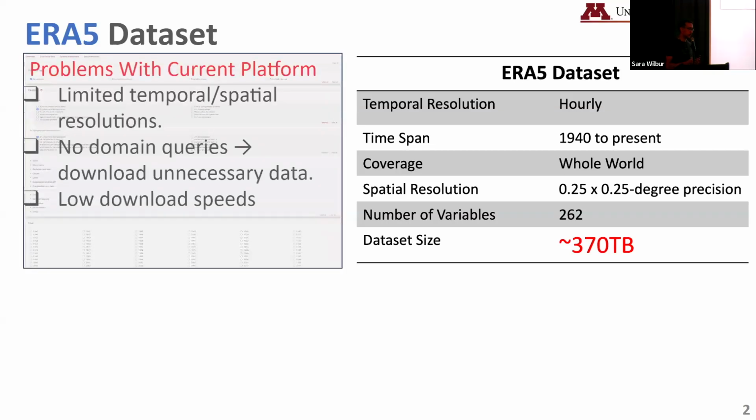There are some current problems with the interface hosting this dataset. First of all, it has low temporal and spatial resolutions. The user can only download the data in hourly resolution in a 0.25 by 0.25 degree precision. And secondly, there are no domain queries available to the user. If we want to get some statistics and insights about the data, we have to download the data and perform our queries to get the answers. And downloading the data is slow here. To download one variable for 1 year, it takes around 4 or 5 hours to get your data.